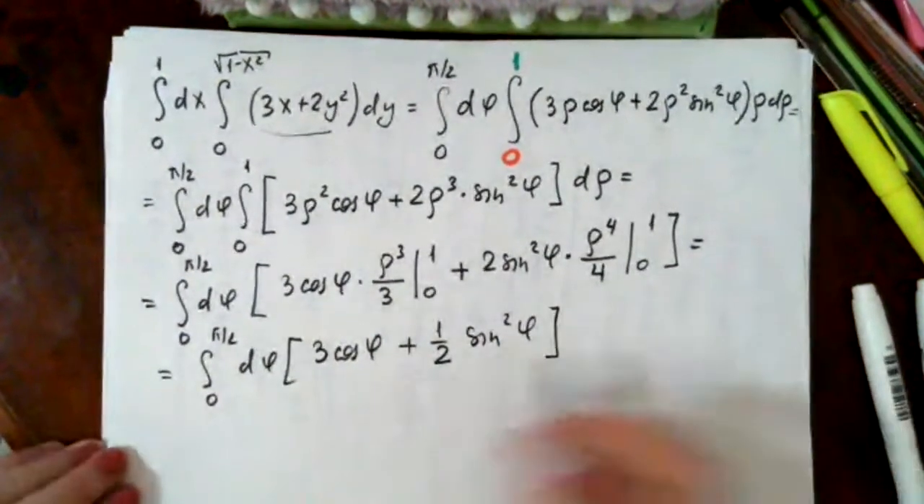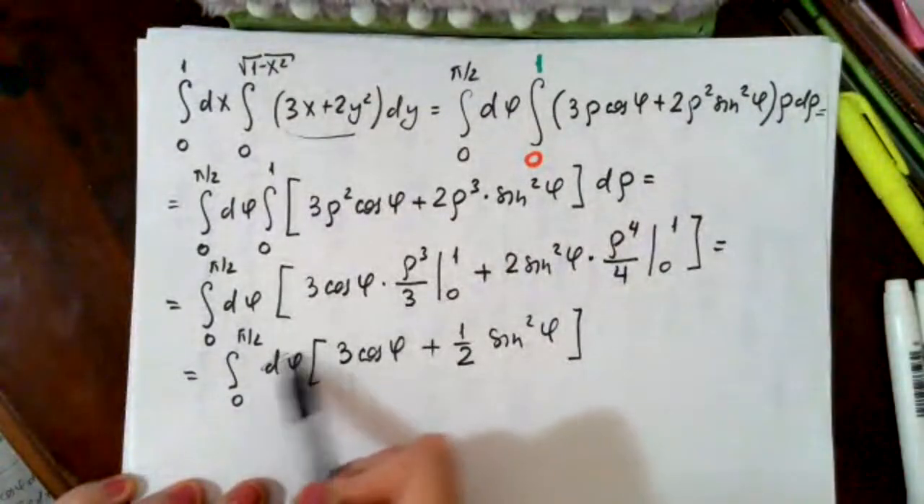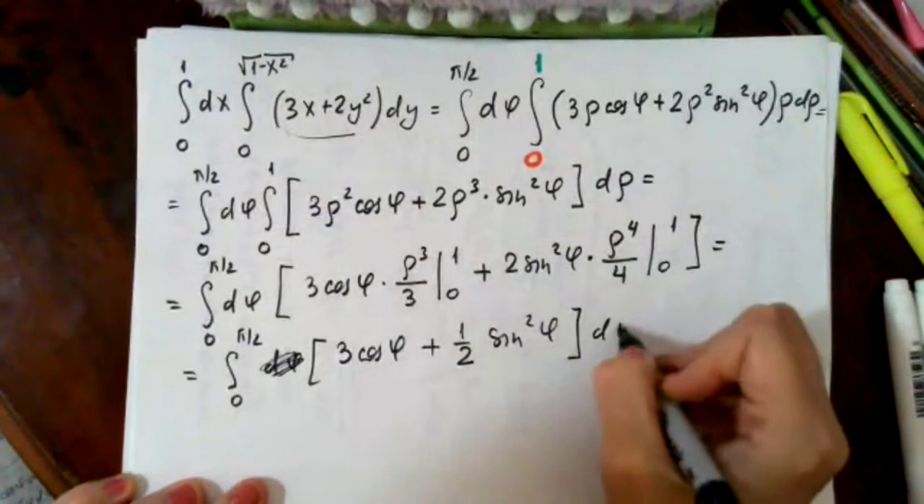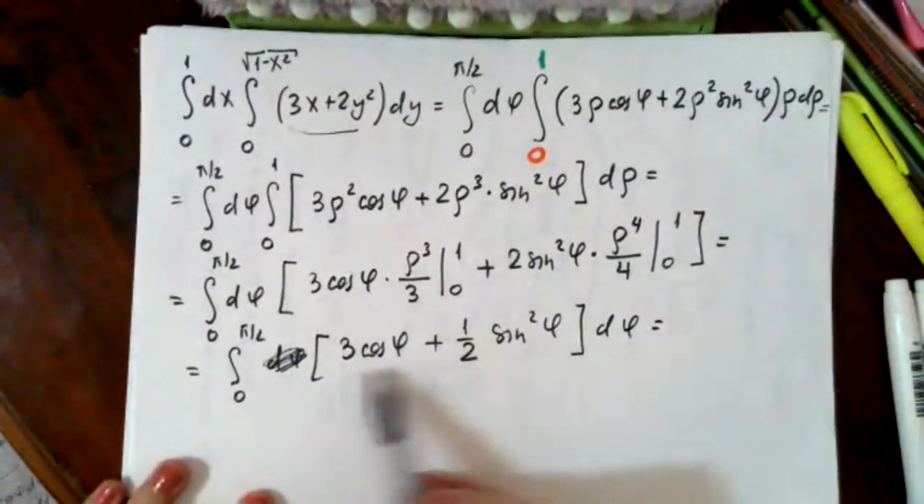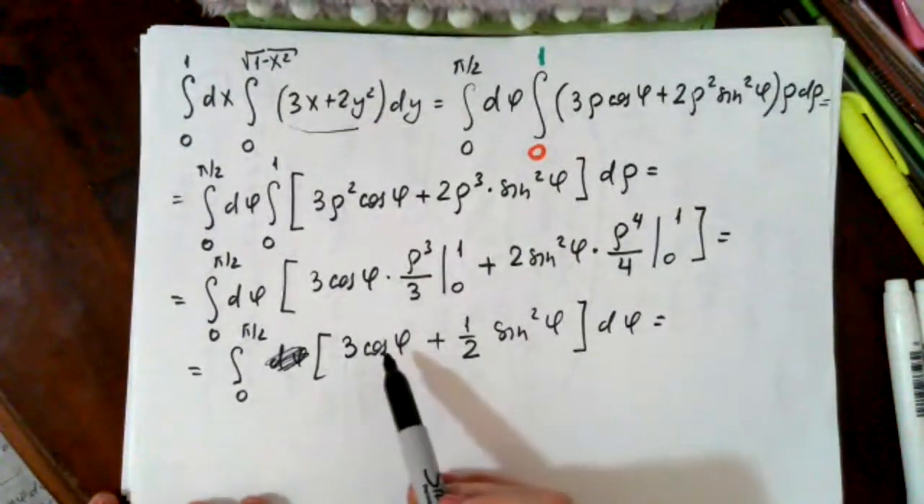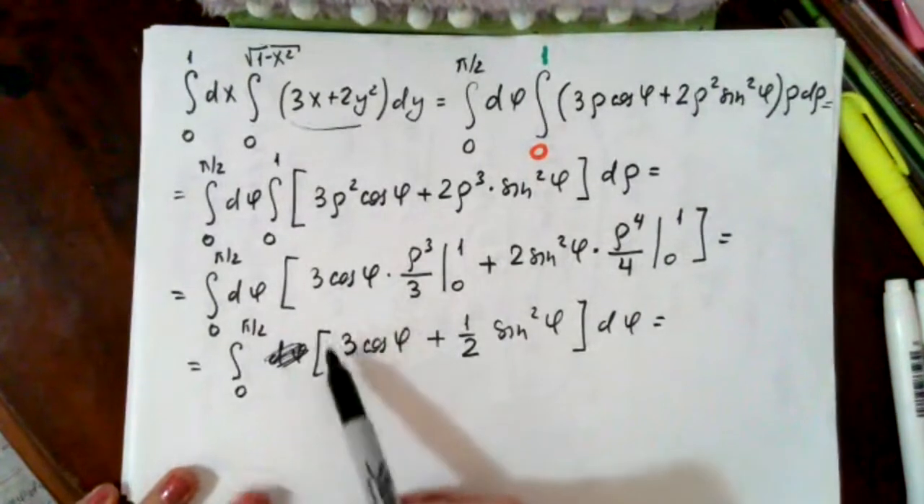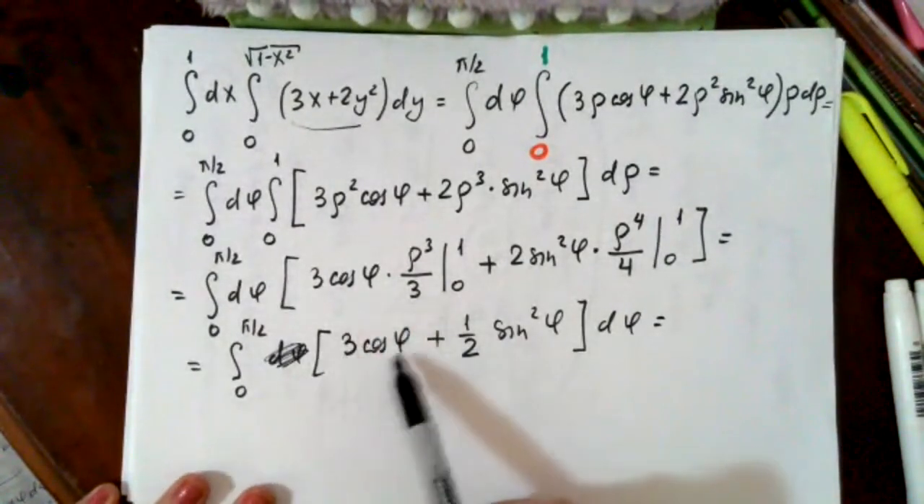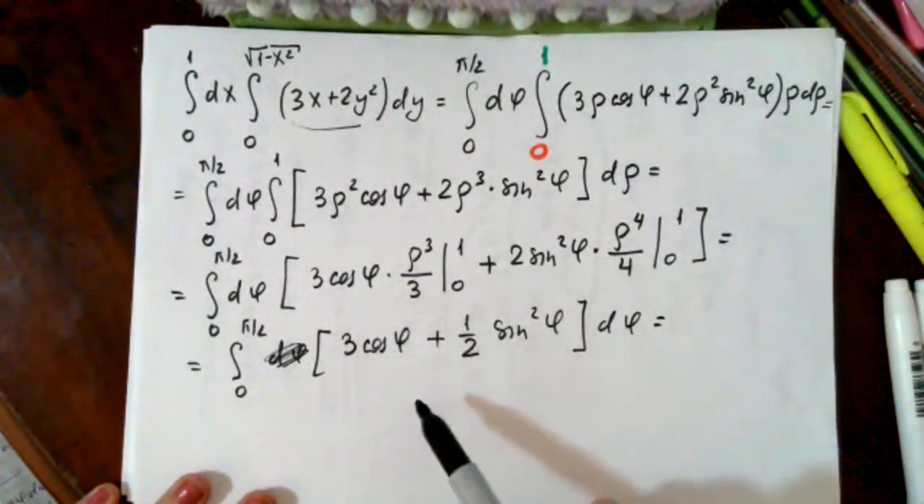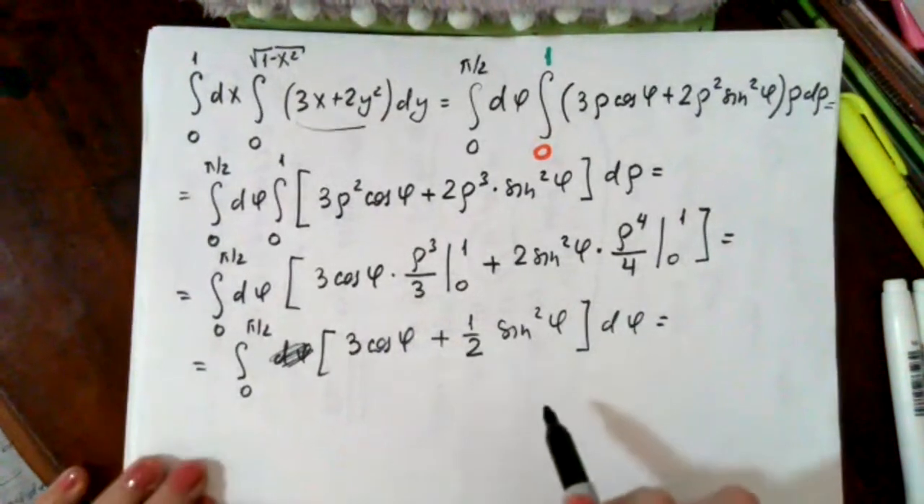So now we have quite an ordinary, quite a conventional integral. If you feel uncomfortable about this d phi, you can move it to the right. But now we need to discuss how to deal with two integrals. The first integral is actually a very simple one. It's like a table integral. But the second one is a little bit more interesting.